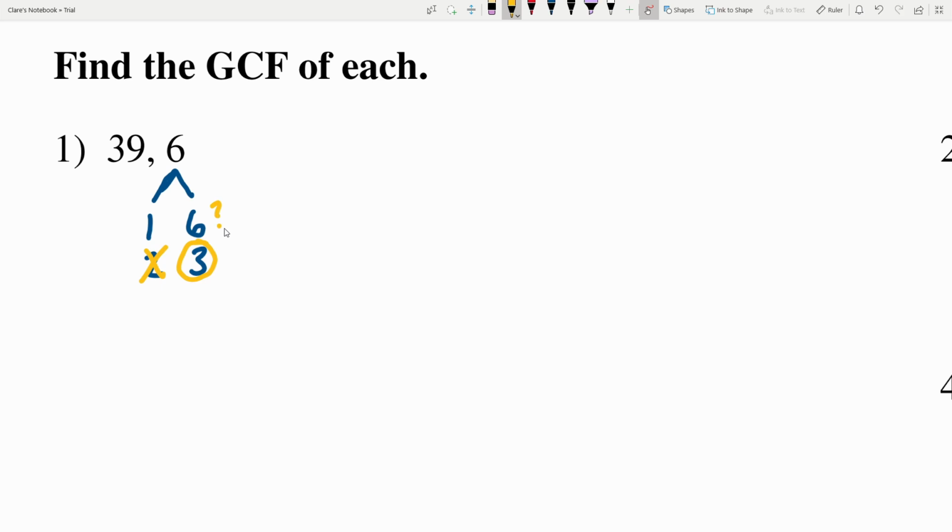Let's ask ourselves, is 39 divisible by 6? No, 39 is not divisible by 6 because 6 times 6 is 36, and the next number, 6 times 7, would be 42. So 39 falls in between those, and 6 does not go into it evenly. So 3 is going to be our greatest common factor. Again, 3 is our greatest common factor in number 1, the greatest number that divides both 39 and 6. Let's move on to number 2.